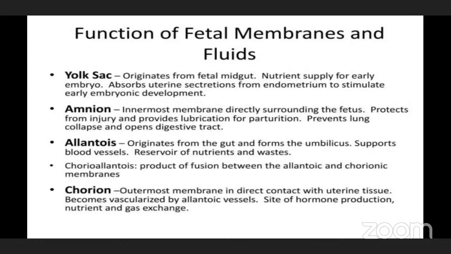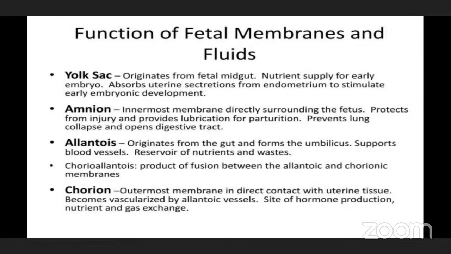Then the next one is allantois. So allantois originates from the gut, and it forms the umbilicus, that is the umbilical cord, which will have blood vessels, and it is also a reservoir for the nutrients and the waste which are released by this fetus.